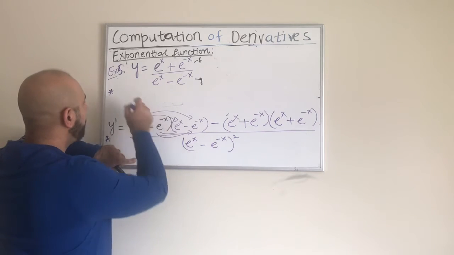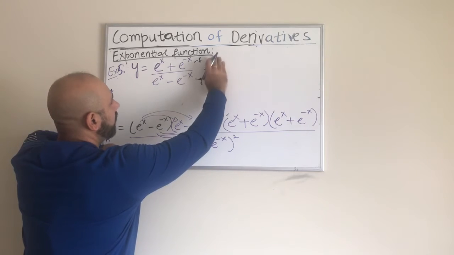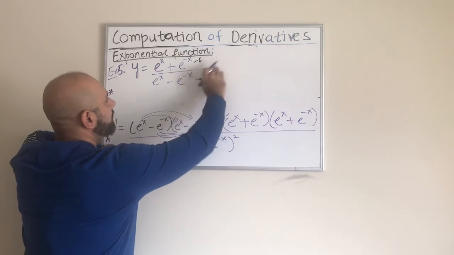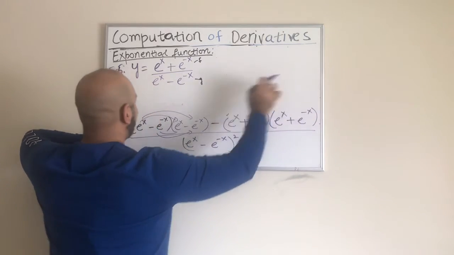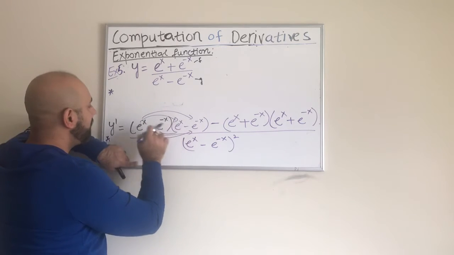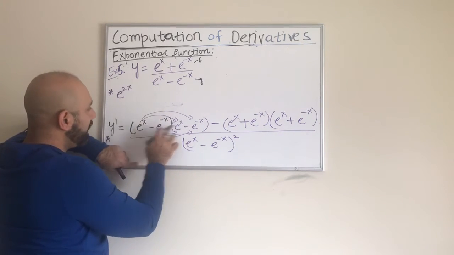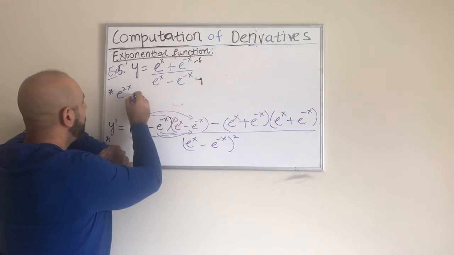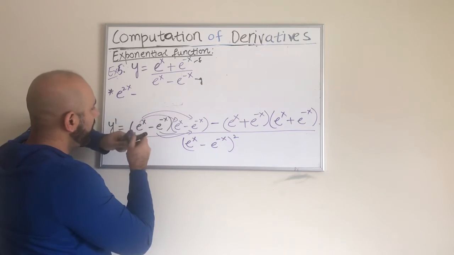e to the x times e to the x is e to the 2x. Maybe I can take it up here. Okay, maybe that's not a good idea because I need to have everything in one line. So maybe this way I can use this whole thing to write the whole thing in one line. So e to the x times e to the x is e to the 2x, right? Then e to the x times minus, this is going to be negative e to the power 0, right?